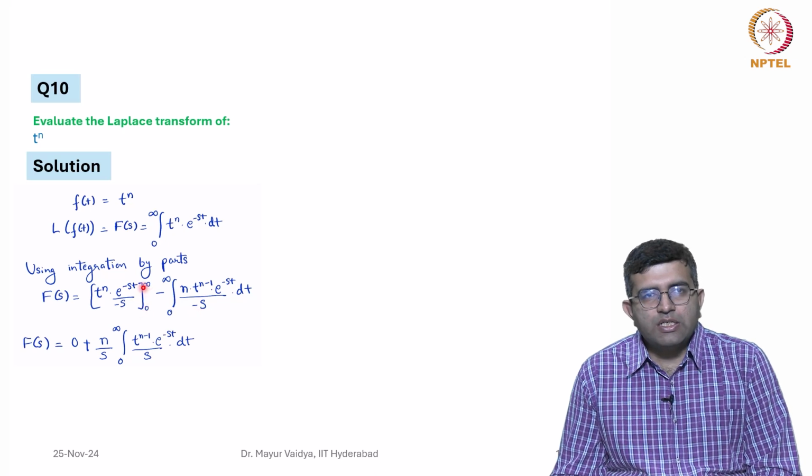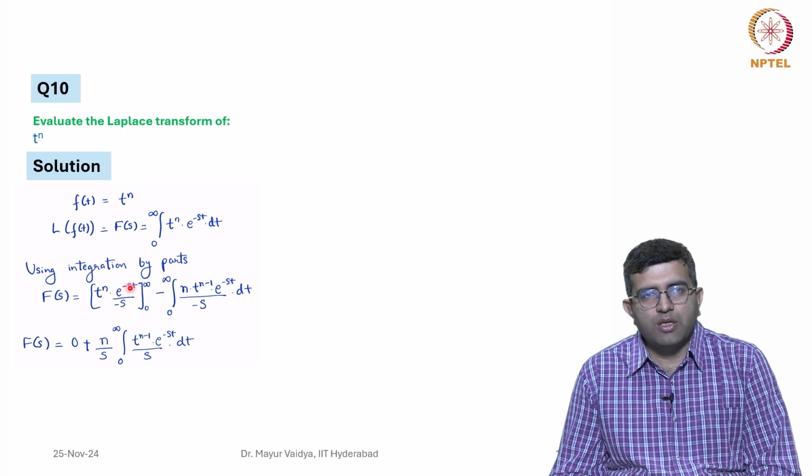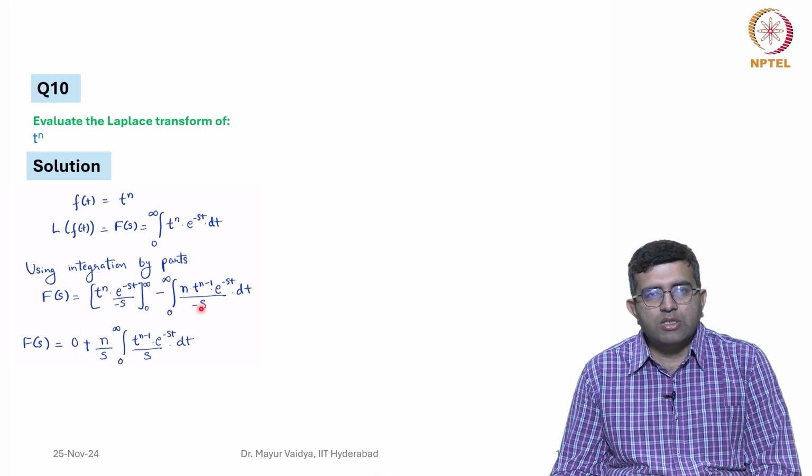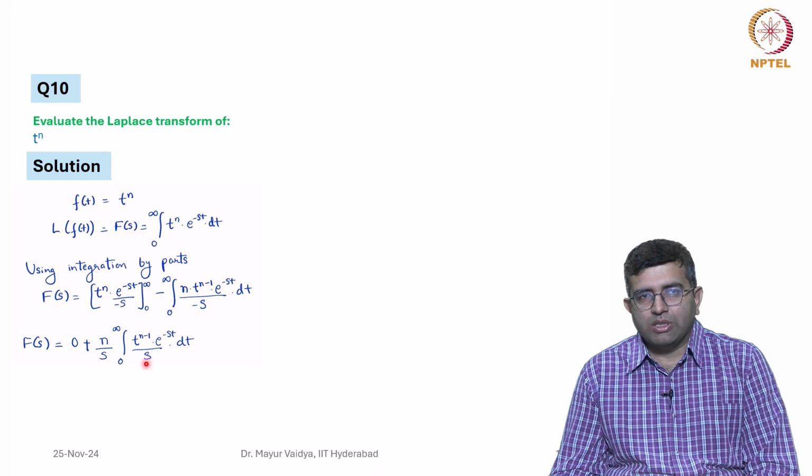Now, if you look at this first term here, if I put infinity, then e power minus infinity makes it 0. If I put 0 here, then that also becomes 0. So this overall term becomes 0, plus, because there is a minus, minus minus becomes plus, and n by s can come out of the integral, and you have the integral from 0 to infinity of t power n minus 1 into e power minus st dt by s. Now, how do we go about it? Again, use integration by parts.